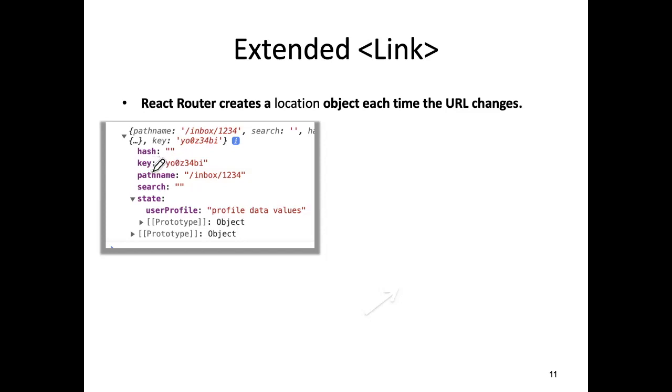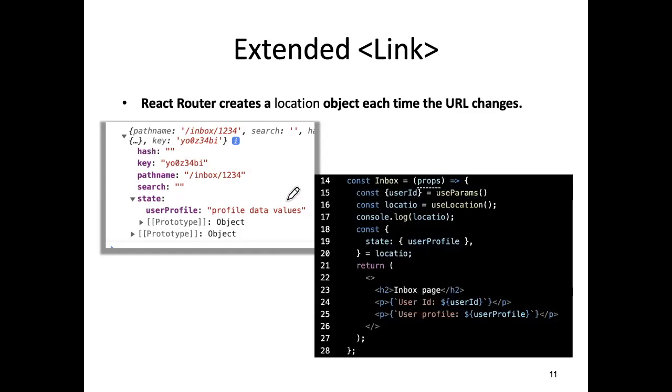Path name is mildly interesting. That's going to have the string corresponding to the current URL address in the browser. But here's the state property within the location object. And it's the state property that will contain this additional data that I've tagged on to my link. So my inbox component needs to get at this state property within the location object. And conveniently, we can do that by using a special hook provided by the React Router library yet again. So it's the useLocation hook.